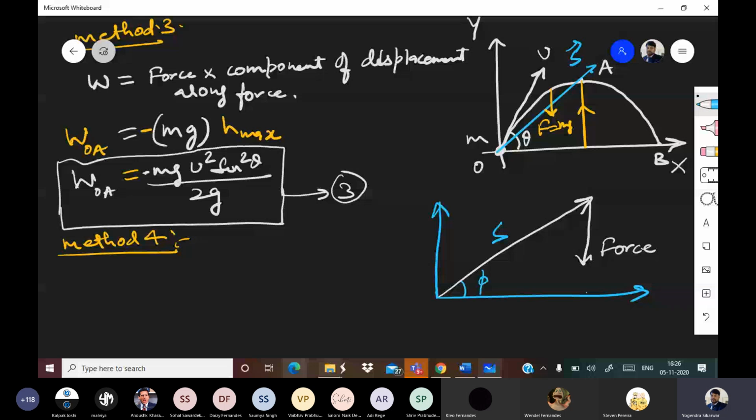So this is the component perpendicular to force. Why? Because force is in this direction and this is in this direction. But this is basically the component in the direction of force, because force is in this direction and it is in this direction. Understood?